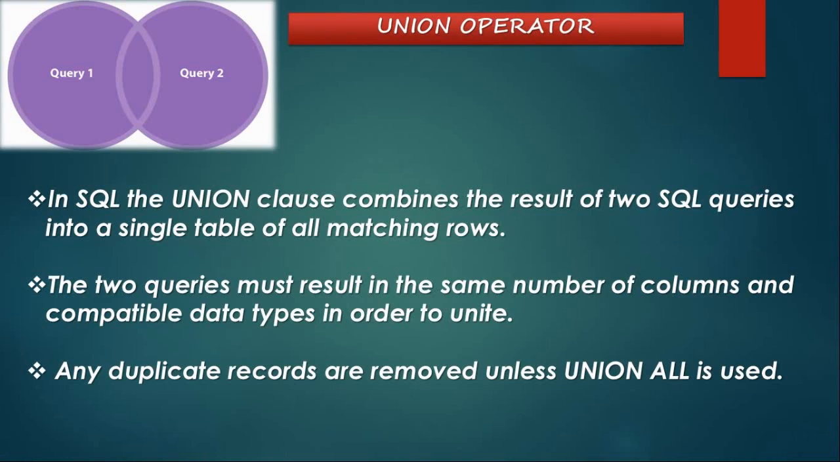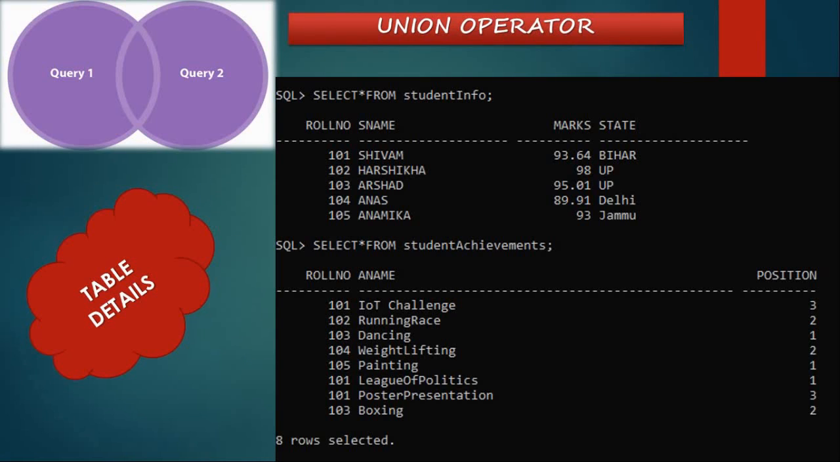And also we must remember that any duplicate records are removed unless union all is used. So now let us go through an example. Here we have two tables, student info and student achievements. Student info consists of roll number, student name, marks and the state, whereas student achievements consist of roll number, achievement name and the position secured in that particular competition.